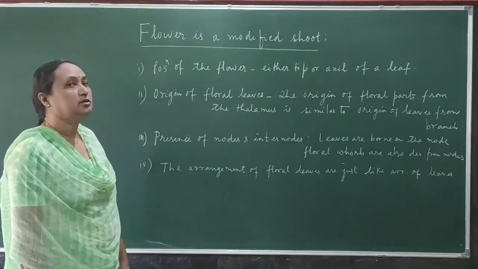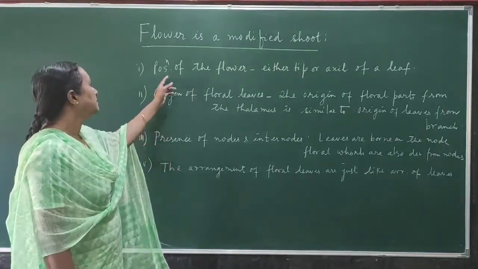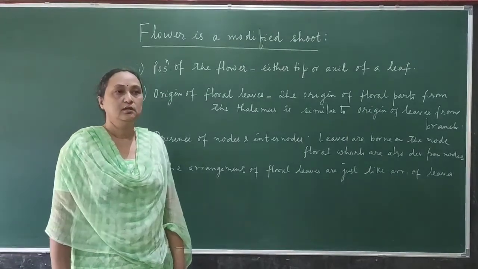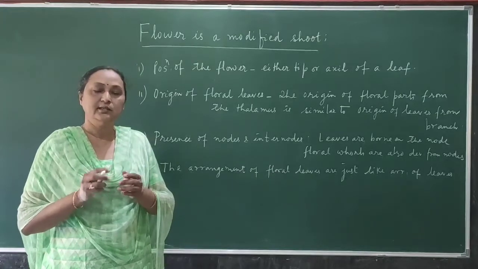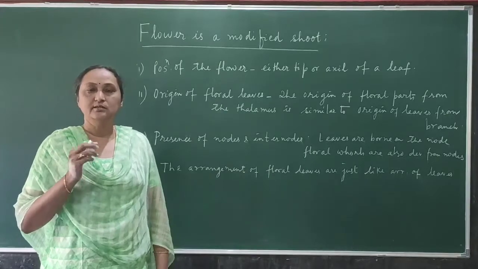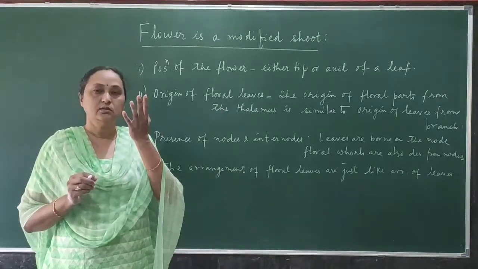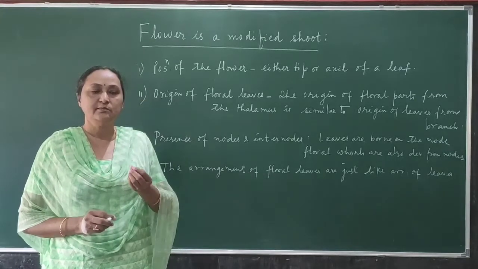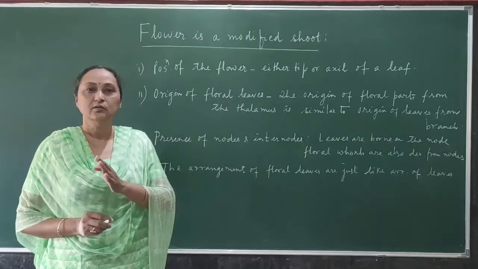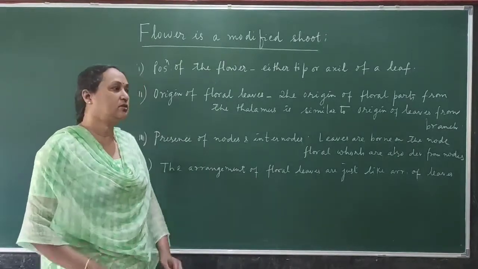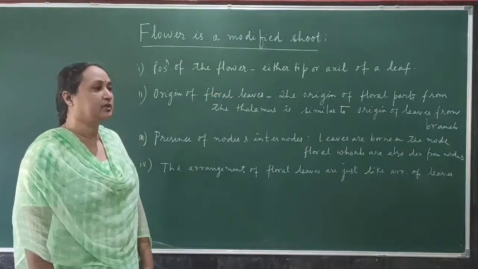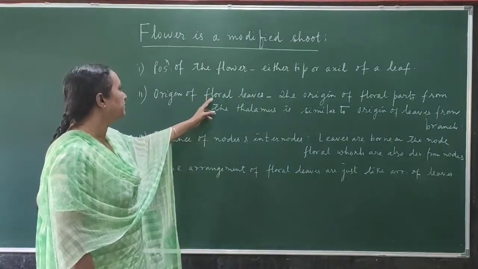Flower is a modified shoot. So how to prove? First, the position of the flower, either at the tip or in the axil of the leaf. So you know that the flower is developing either at the tip of the shoot or in the axil. Similarly, the stem also grows either with the apical meristem, growing aerially, or as a branch which develops at an angle from the stem. Similarly, the flower is also developing either at the tip of the stem or in the axil, just like the leaf is developing. Then the second point, the origin of the floral leaves.